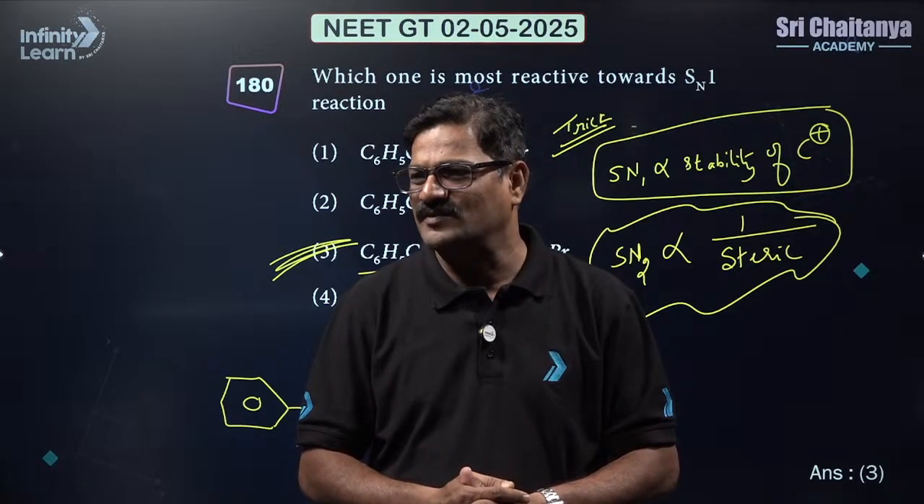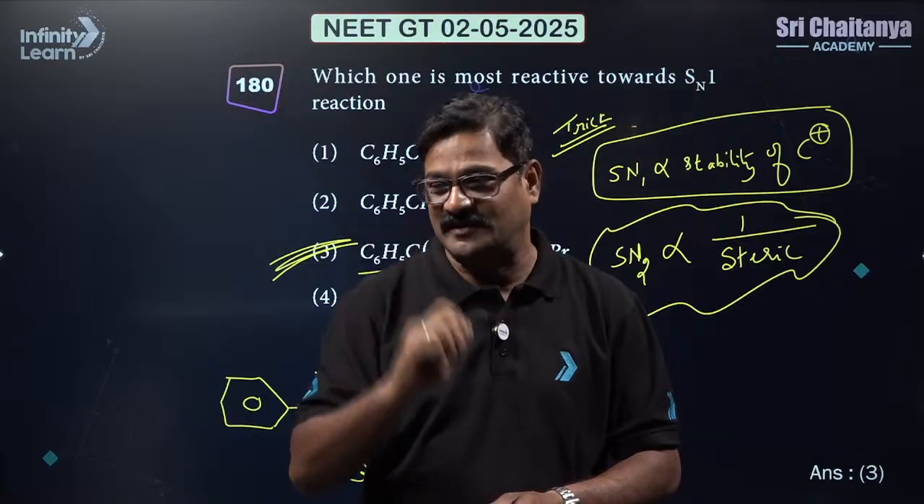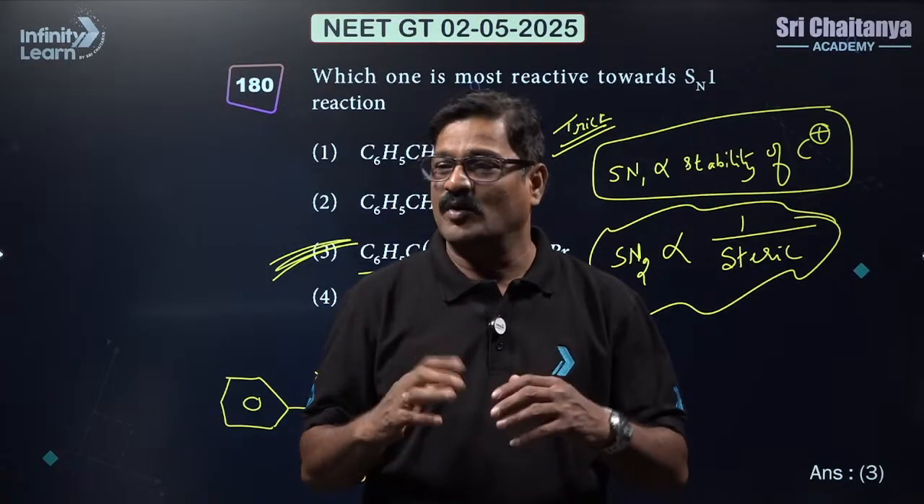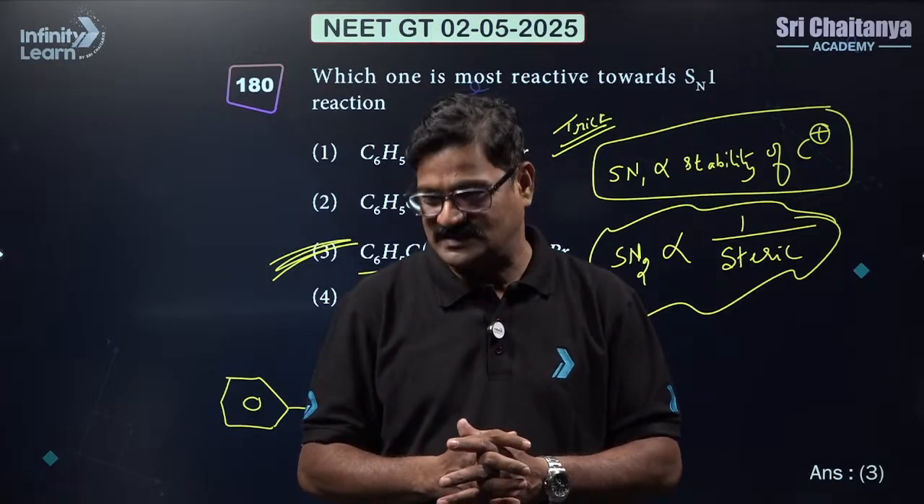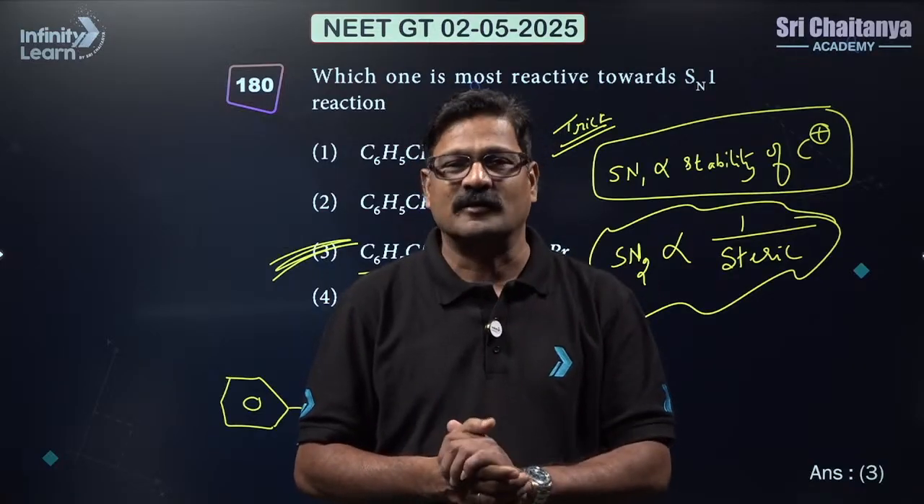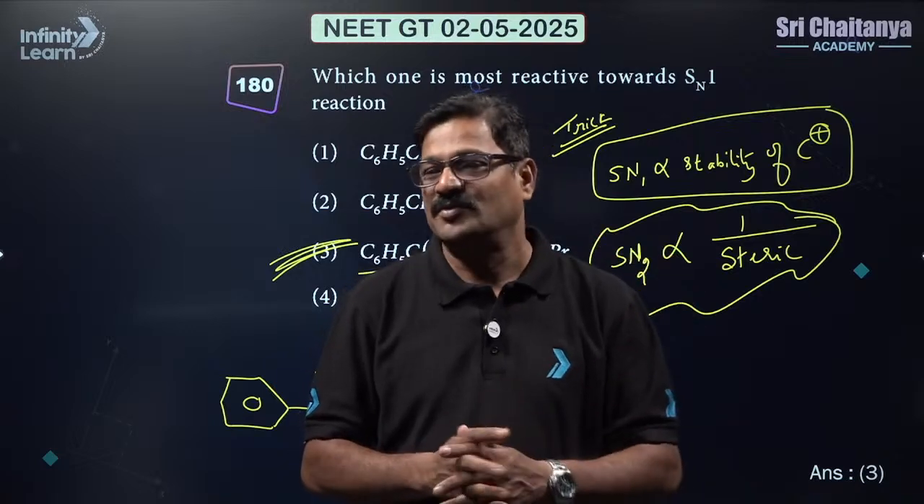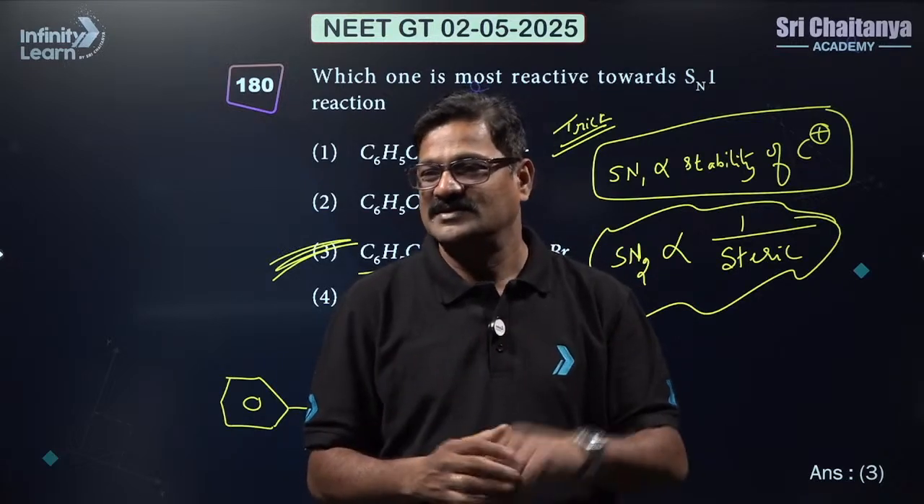For SN1 we check the carbocation. For esterification, you check the steric factor. The more the steric factor for the carboxylic acid, the less is the ease of esterification. Ease of decarboxylation, ease of dehydration, you have to see the order. Okay, take care.